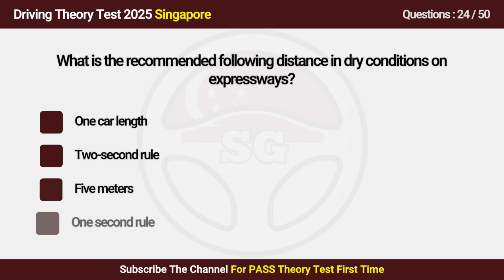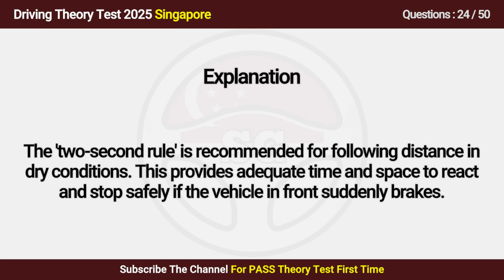Question 24. What is the recommended following distance in dry conditions on expressways? A. 1 car length. B. Rule. C. 5 meters. D. 1 second rule. Answers is B. Rule. The rule is recommended for following distance in dry conditions. This provides adequate time and space to react and stop safely if the vehicle in front suddenly brakes.